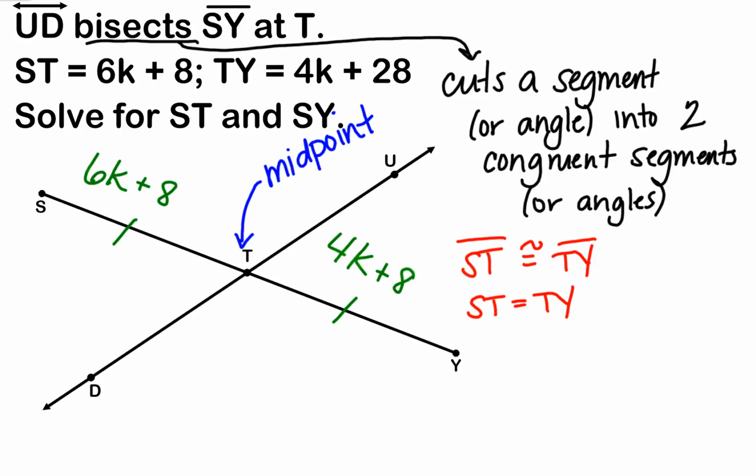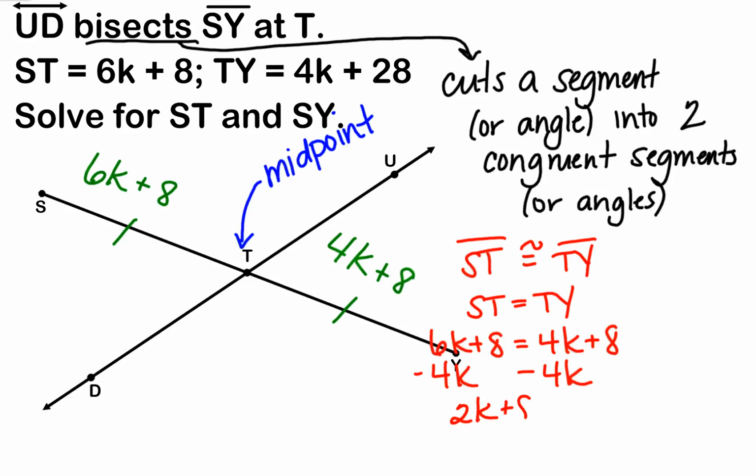So I can set up the equation 6K plus 8 is equal to 4K plus 8, and I could solve it. I would subtract 4K from each side, and then I would get 2K plus 8 equals 8. I would subtract 8 from each side, and I would get 2K equals 0, which would mean that K is actually equal to 0. Great, so I have to substitute that value in to find ST and TY.